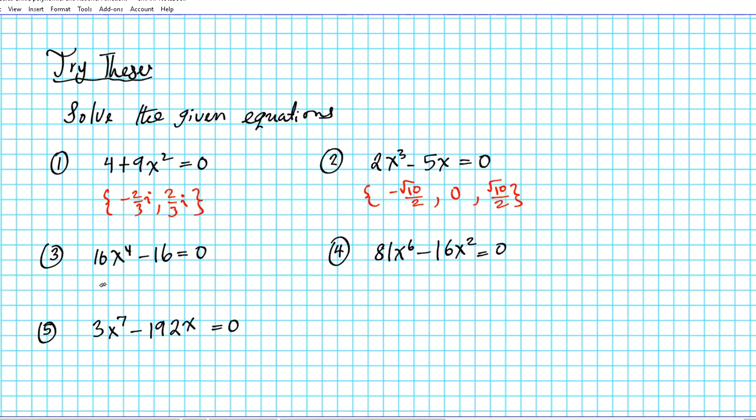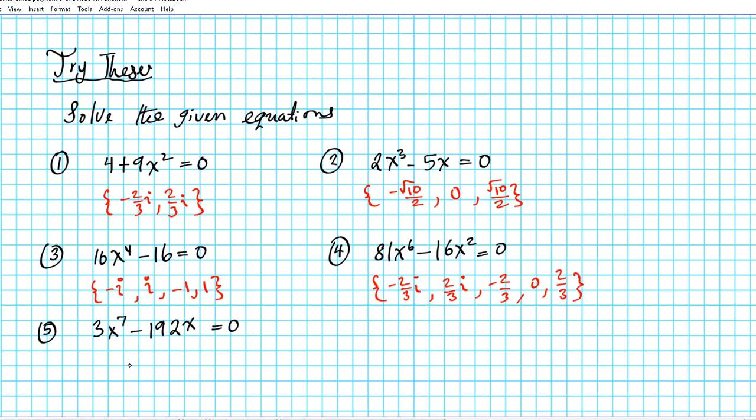For number 3, our roots are negative i, and of course its opposite, i. We have negative 1 and 1. For number 4, we have negative 2 over 3 i, and of course its opposite, 2 over 3 i. We have negative 2/3, 0, and 2/3.